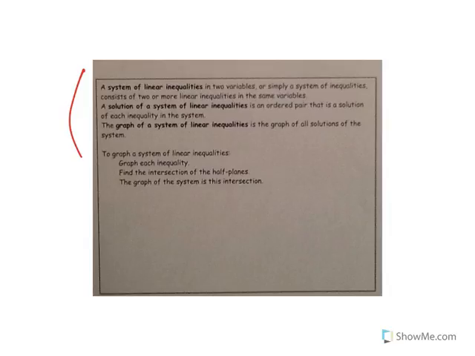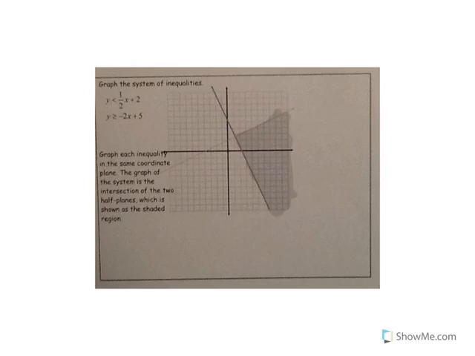A system of linear inequalities in two variables, or simply a system of inequalities, consists of two or more linear inequalities in the same variables. A solution of a system of linear inequalities is an ordered pair that is a solution of each inequality in the system. So very quickly, this here is just a system of inequalities. Anything that's over here in this section is true about both of those, so any point in that section would be an actual solution.